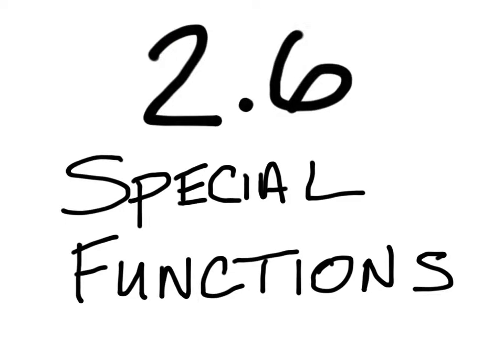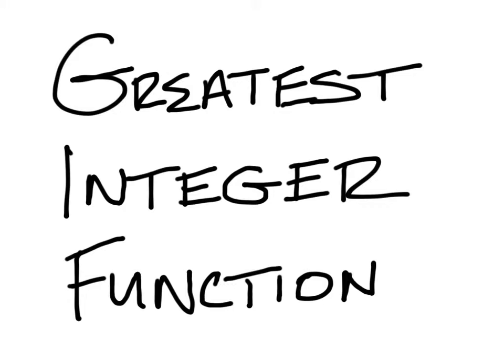The next one is 2.6, special functions. The first one is the greatest integer function. It will have a notation that looks like this. Don't mistake that for absolute value or parentheses or just regular brackets. It does have a function.